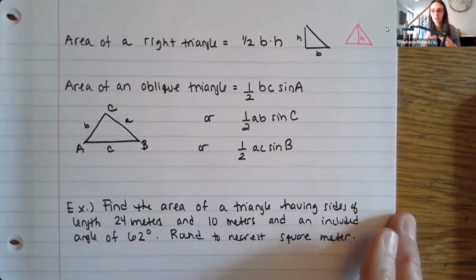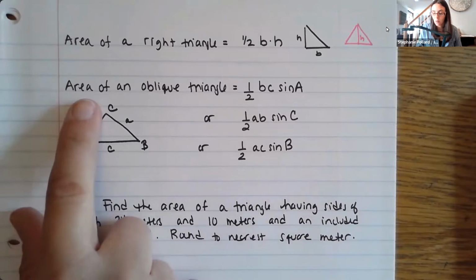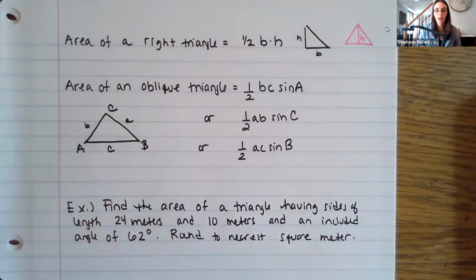If you don't have a right triangle or a right angle somewhere in there, there is another formula that you can use, and that is valid for oblique triangles, where again, you don't have that height feature. So maybe it's not given, or maybe you can't find it right now. And you can use a different formula.